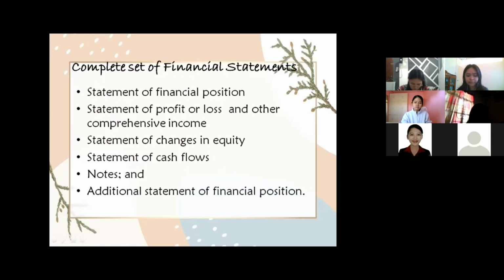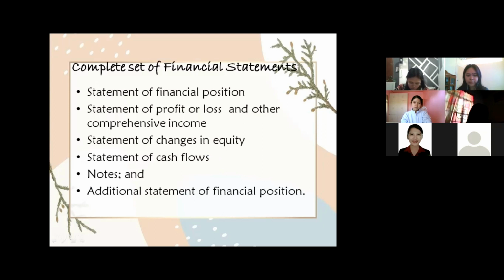Complete set of financial statement. Una sa lahat is the statement of financial position as at the end of the period. Pangalawa, a statement of financial performance for the period. Pangatlo, a statement of changes in equity for the period.